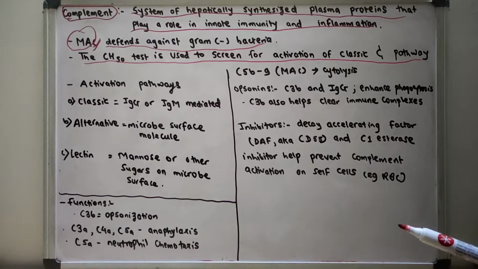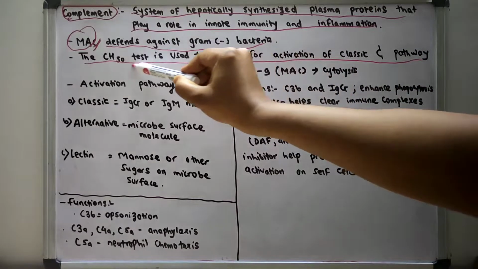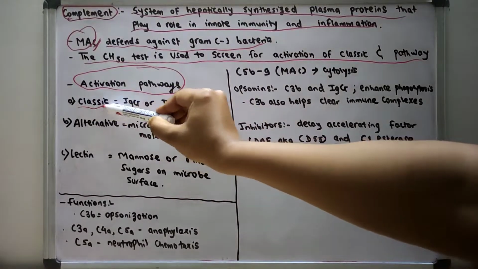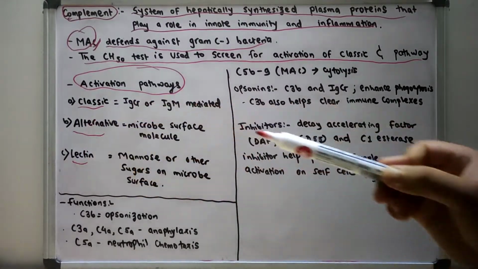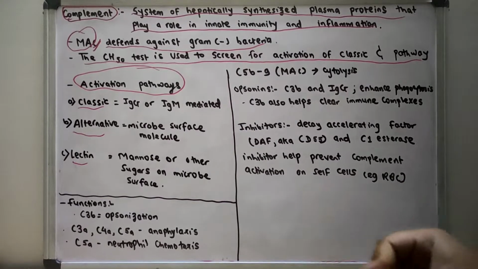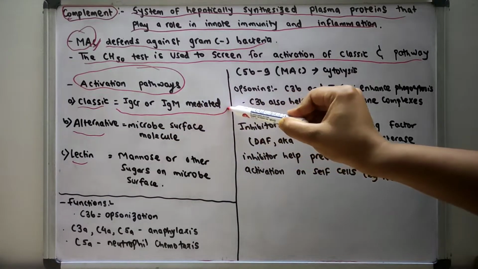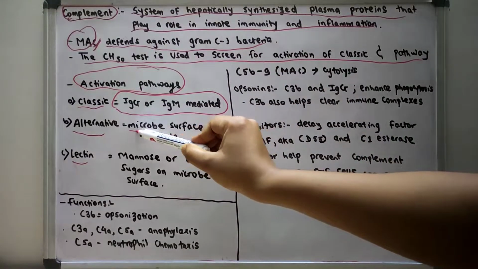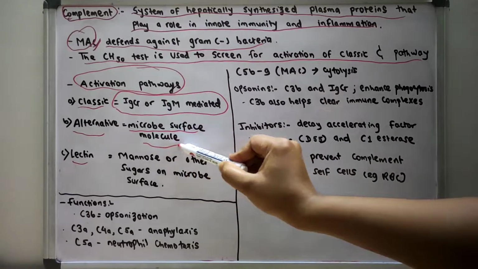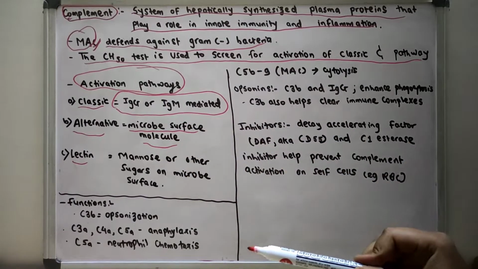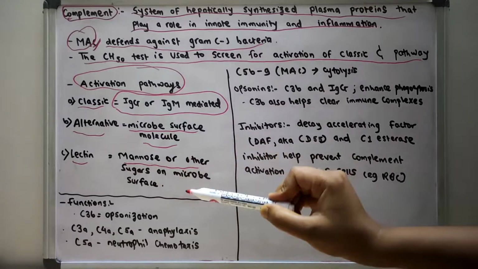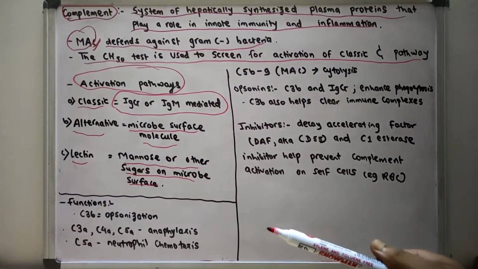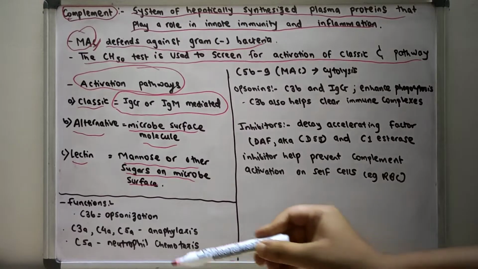There are three types of activation pathway for the complement system, you have to know that. The activation pathways of the complement are the classic, alternative and lecithin induced. In the classic there is involvement of immunoglobulin G or immunoglobulin M, whereas in the alternative there is involvement of the microbe surface molecule, whereas in the lecithin there is involvement of mannose or other sugars on the microbe surface.